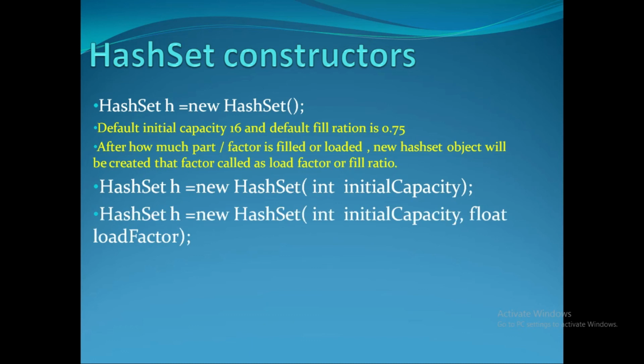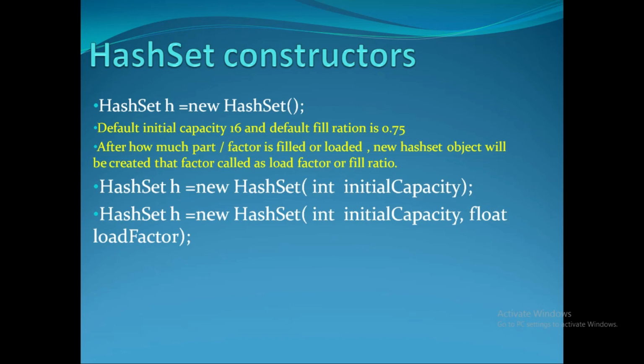The next one is the constructor which takes two parameters, initial capacity and load factor. You may be thinking, why should we wait for 75% to be filled? I want it to increase only when 60% of the capacity is filled. Suppose I have an initial capacity of 100, and I want it to increase automatically when it has 60 elements. Why should we wait till 75?